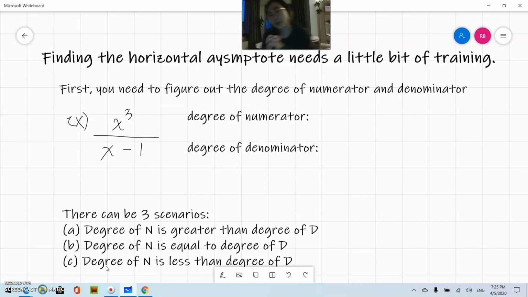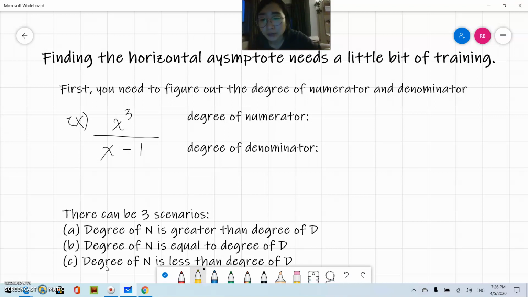So I'm going to explain to you. To find a horizontal asymptote, you need to look at both the numerator and denominator at the same time. And what you're looking at is not the number itself, but the degree. From the polynomial chapter, if you remember, the degree is the highest power in the expression. Okay, so let me review that.